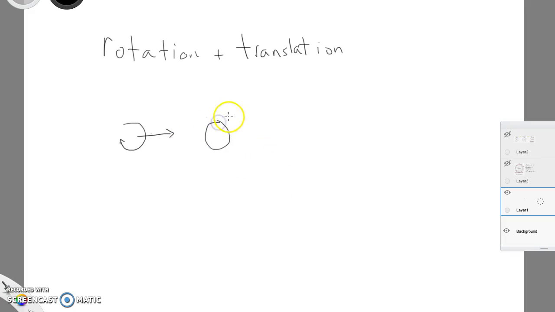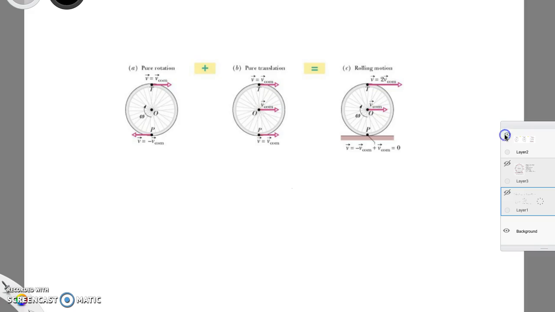So if you have something that's rolling along on the ground, that's what we're looking at. Okay, so rotation plus translation is rolling, at least in this circumstance. Okay, so we're going to look at just a couple quick examples in this one. So the first thing I want to look at is this.